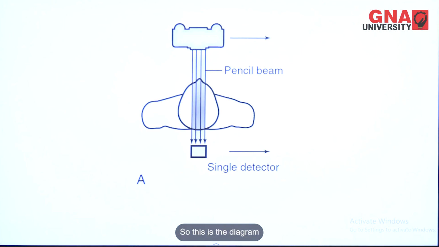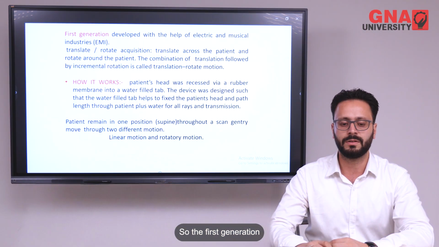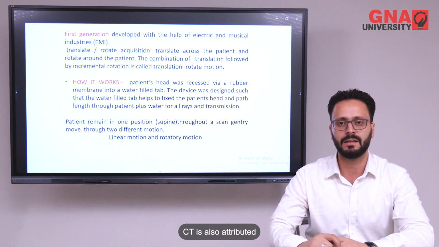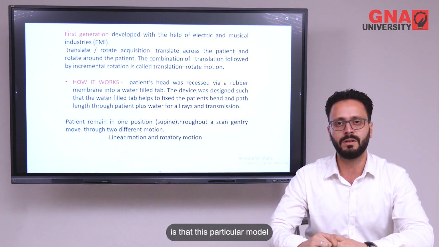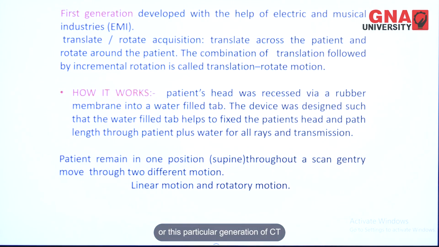So this is the diagram showing the brain scan using the first generation CT. The first generation CT is also attributed the name EMI scanners. The reason again is that this particular generation of CT was developed by the company known as Electrical and Musical Industries. That's why it was attributed as EMI scanner.